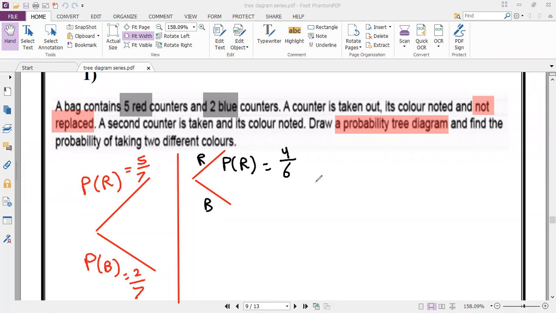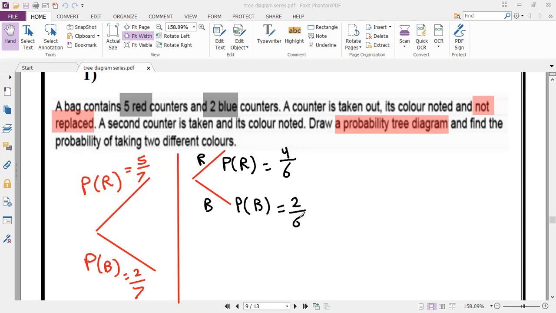That's right. And if you got one red at the first pick, the total was 7, and we took one red. So now we have 6 counters, 4 red and 2 blue. So what is the probability of getting blue in this case? 2 over 6. So we will write it as P(B) equals what? 2 over 6.